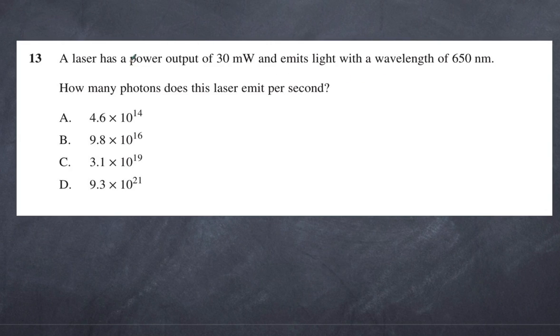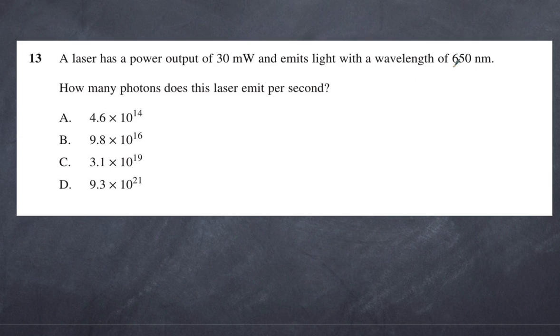Question 13, a laser has a power output of 30 milliwatts and emits light with a wavelength of 650 nanometers. How many photons does this laser light emit per second? Now, the fact that we've got here emit per second, that relates to the wattage. So if I wanted to talk about just simply in terms of energy, I can ignore the per second here and talk about it in terms of joules.